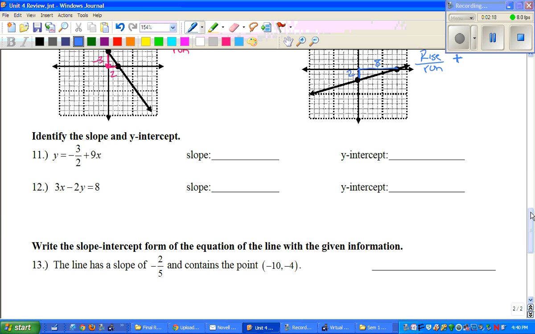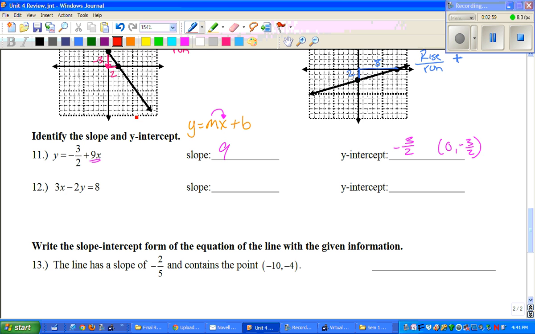Okay, identify the slope and y-intercept. Just remember that y equals mx plus b. Your slope is next to the x. So what's next to the x in number 11? The 9. Just because there's a fraction there doesn't mean that that's the slope. Okay, so the y-intercept is negative 3 over 2. Okay, if they wanted it as a point, you would write 0, negative 3 over 2.